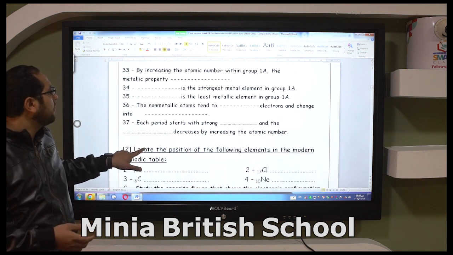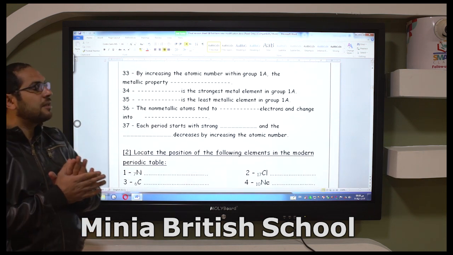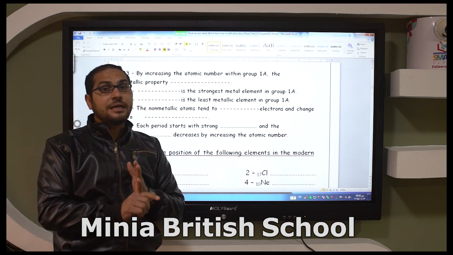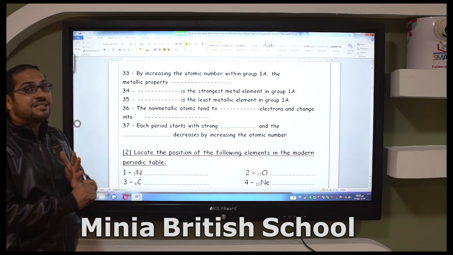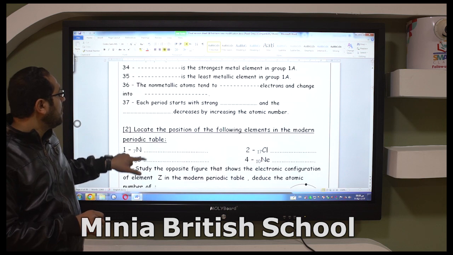What is the strongest metal in group 1A? The strongest metal is cesium. The least one is lithium.